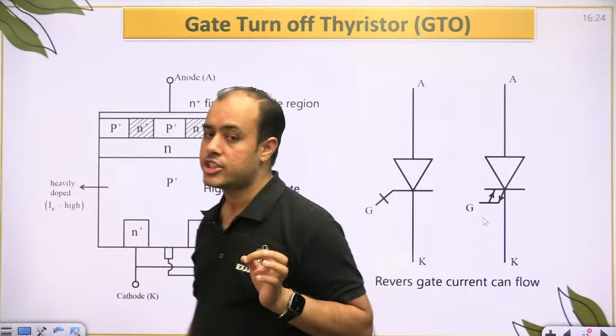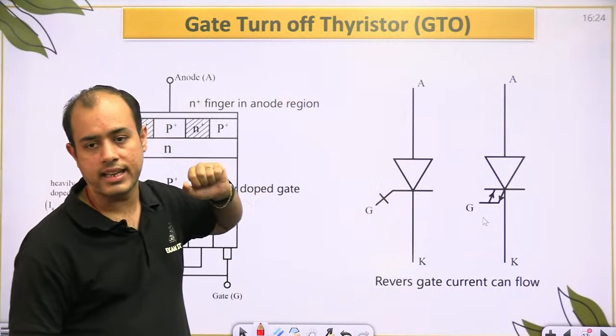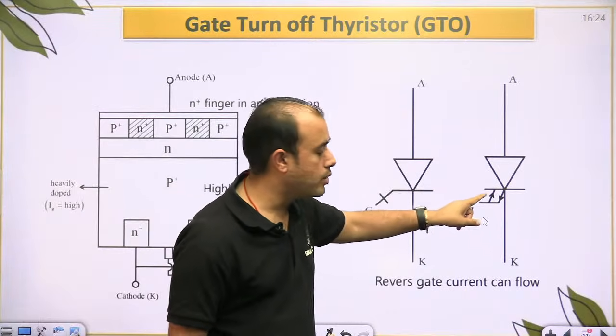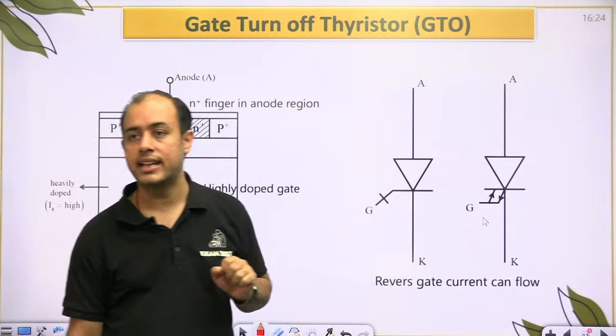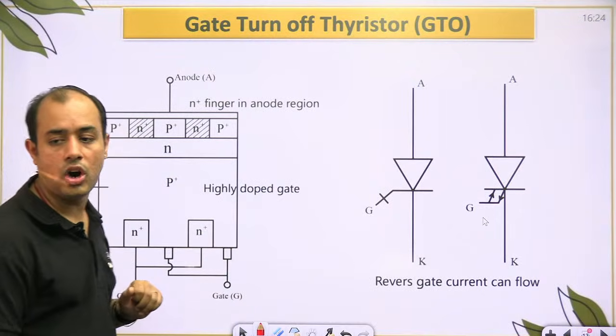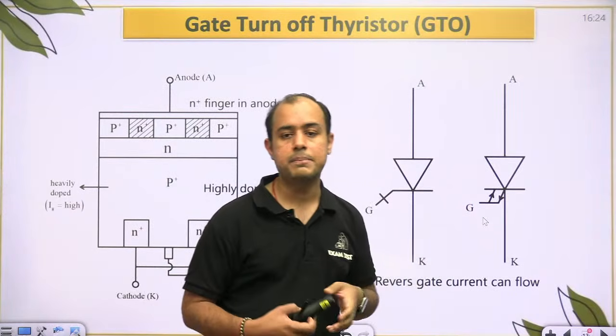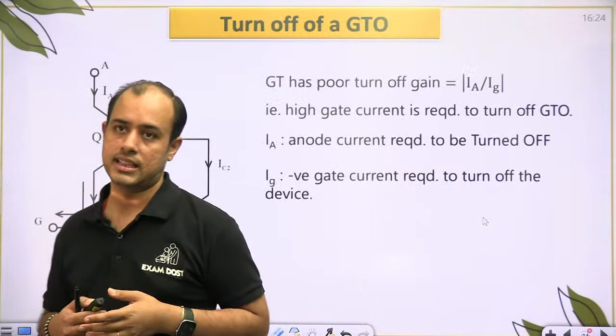The representation is the same as the SCR, but I show a small cut on the gate terminal or I show a bi-directional arrow on the gate which indicates gate current can be positive or negative. ये एरो क्या दर्शाता है कि गेट करंट प्लस और माइनस दोनों हो सकता है.